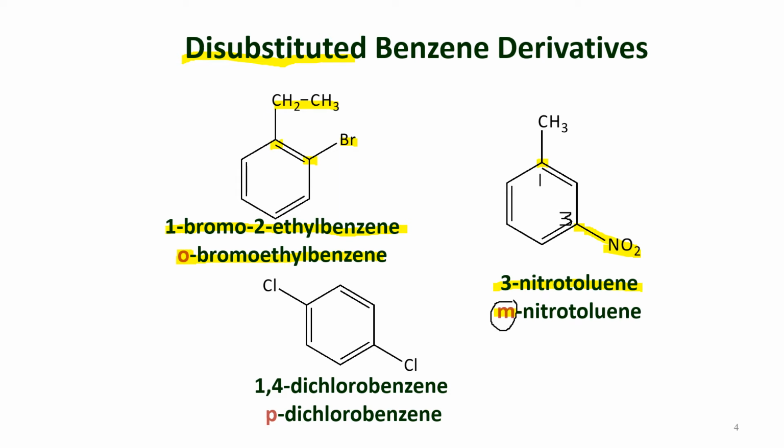If two groups are at carbon number 1 and 2, like in this first case, we call it O, and if two groups are at carbon number 1 and 4, we can call it P. So this one is a dichlorobenzene, so it can be called P-dichlorobenzene.